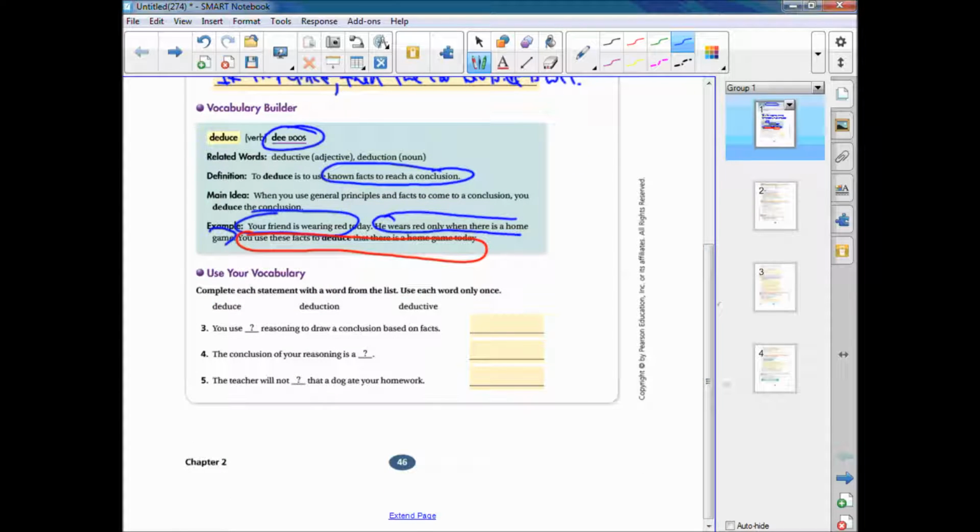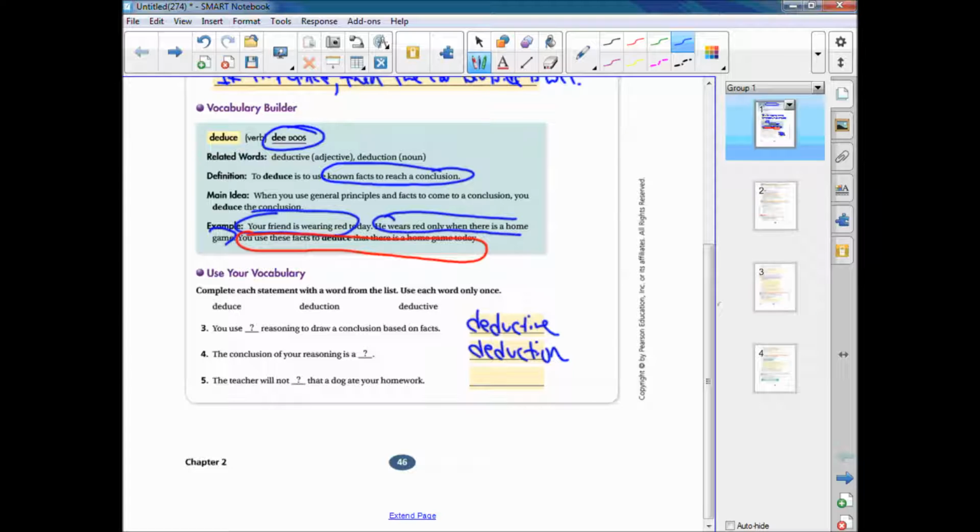All right, complete each statement with a word from the list. Use each word only once. You use blank reasoning to draw a conclusion based on facts. So this is deductive reasoning. So we take the facts that we know and we can draw a conclusion. No longer are we looking for patterns and hoping we can't find a counterexample. We take some facts and we should be able to tell a conclusion directly. Okay. The conclusion of your reasoning is a deduction. That's the noun. This is what we end up with at the end, a deduction.